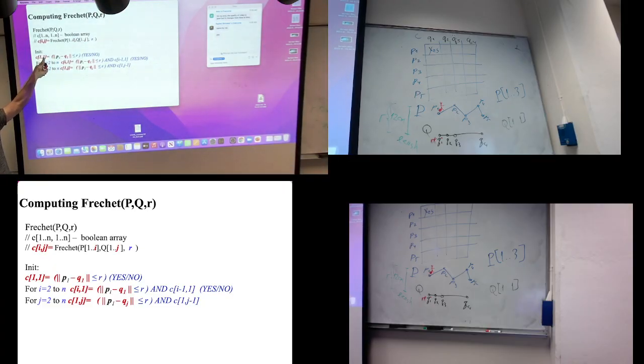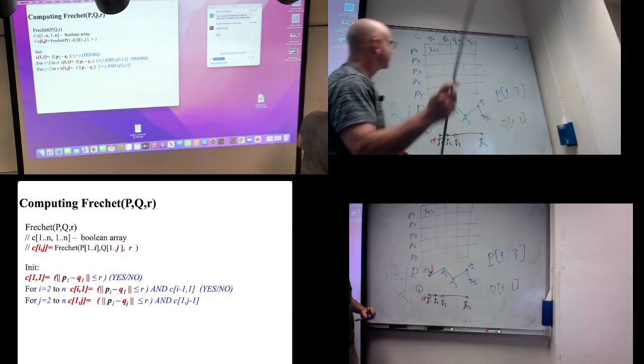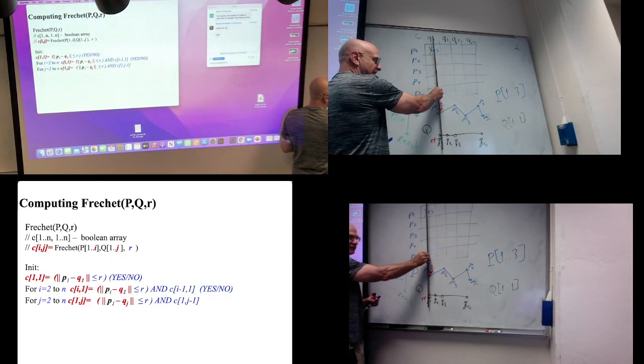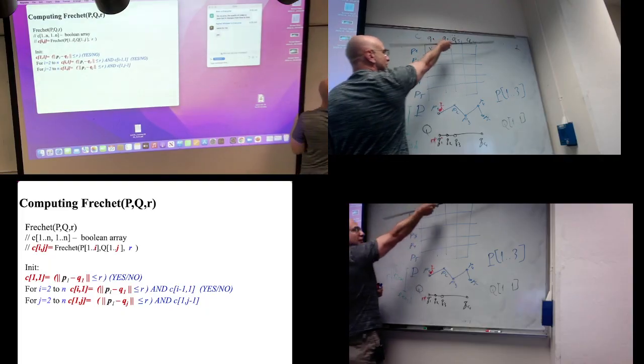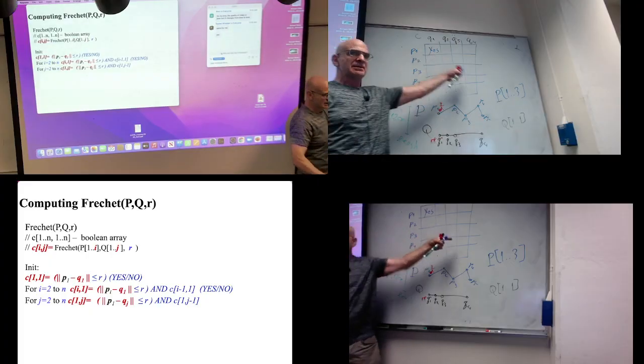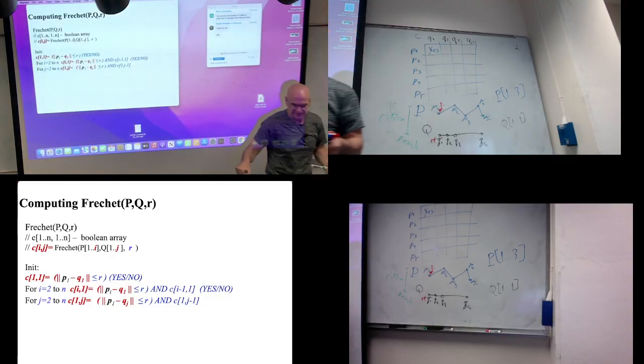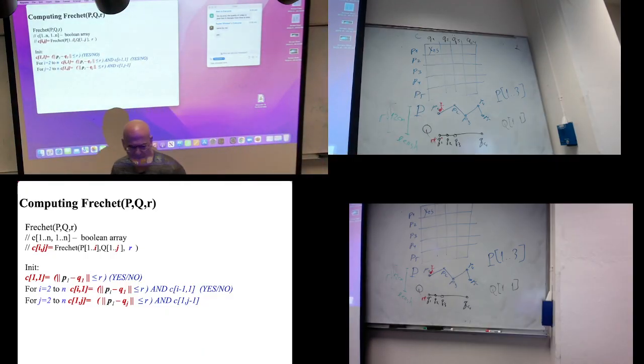Let's check C11 during the initialization step. How did we initialize LCS, LED, and standard dynamic time warping? We first filled all the cells in the leftmost column. We filled all the cells in the top row, and then we did a raster scan, for I going from 1 to n, for J going from 1 to n, filling out all the rest of the cells. That's exactly what we are doing now.